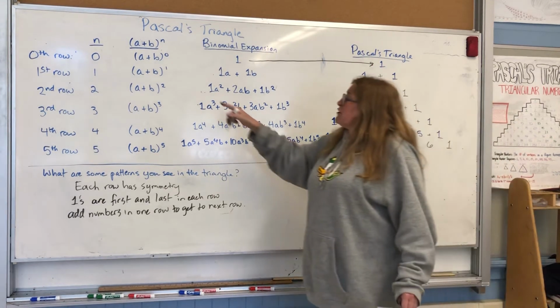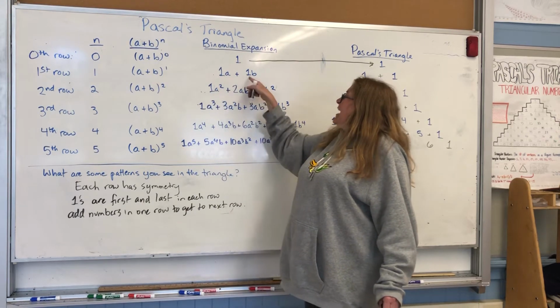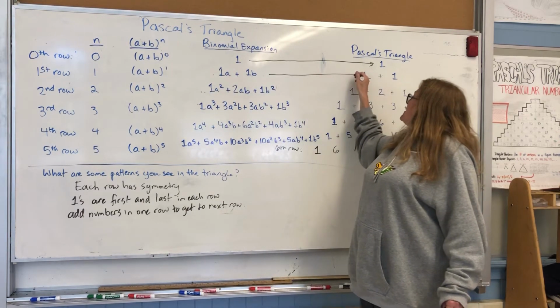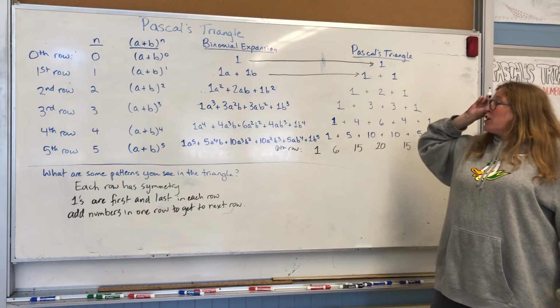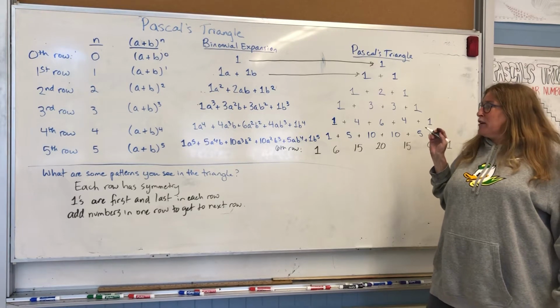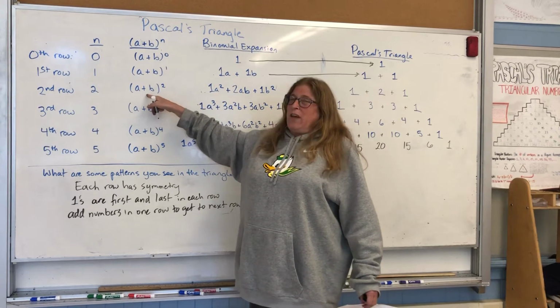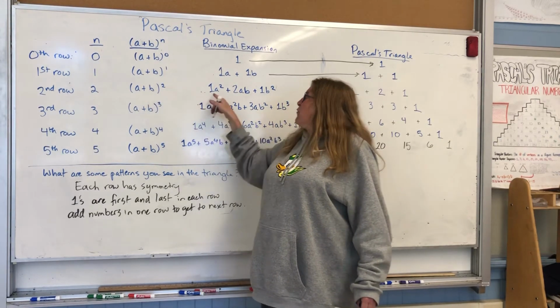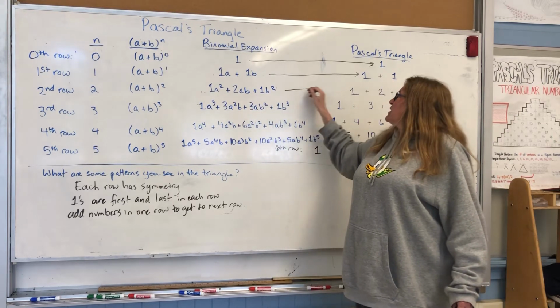Okay, what about my first row if I make A plus B to the first? Well, that's equal to 1A plus 1B. Look, guys. Each of the numbers in Pascal's triangle are the coefficients of each of the terms in binomial expansion. Okay, A plus B squared, I could FOIL that. That's not too bad, right? If I FOIL it, I get 1A squared plus 2AB plus 1B squared.